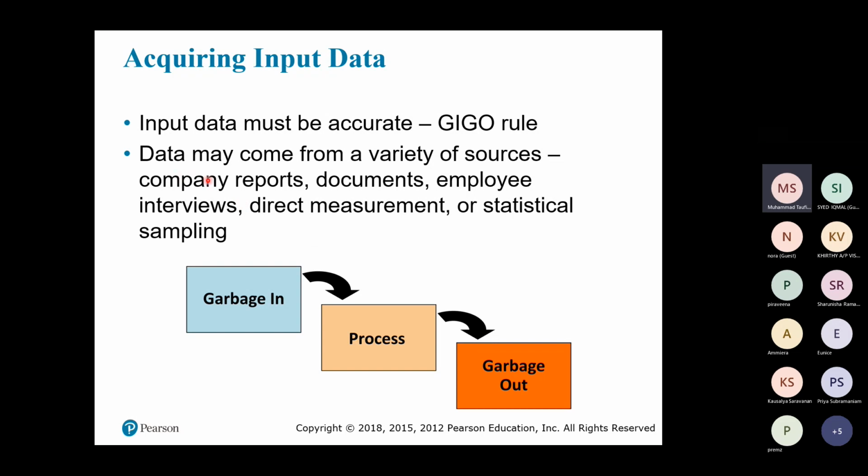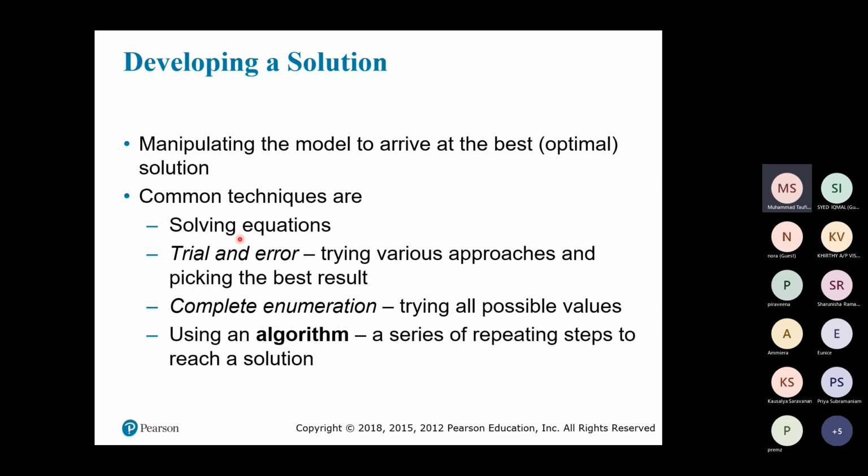The data may come from a variety of sources. There are multiple sources of data you can gather, for example, from your company records, documents, employee interviews, direct measurement, or statistical sampling. There are lots of channels you can get your data from. And after you get the data, then you develop a solution. So what is developing a solution? Developing a solution means you run the model to get the solution. You run the model to get the output.